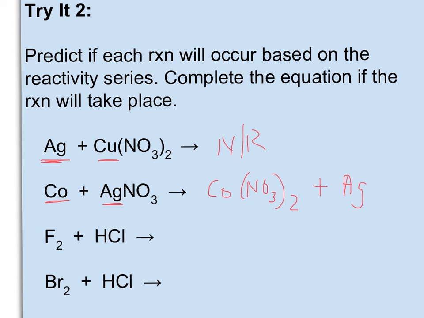F2 plus HCl. So the question is, is the elemental halogen more reactive than the halogen ion? And the answer is yes. Fluorine is the most reactive of all nonmetals. And so it is going to form HF. And then that is going to leave diatomic chlorine gas, or Cl2. And if I balance this, I would simply need a 2 there. And I realized I didn't balance the one before. I would need a 2 here and a 2 here to complete the balancing.